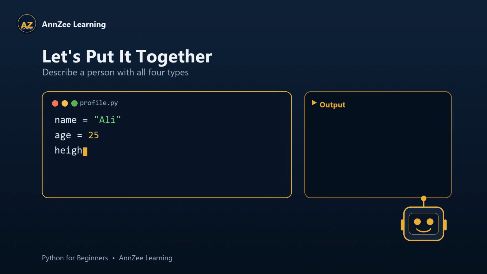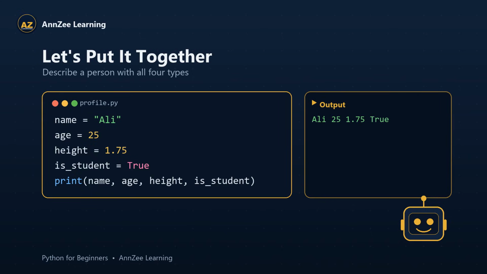Let's combine them all. Here we describe a person using all four types: a string for the name, an integer for age, a float for height, and a boolean for student status. One line prints them all.